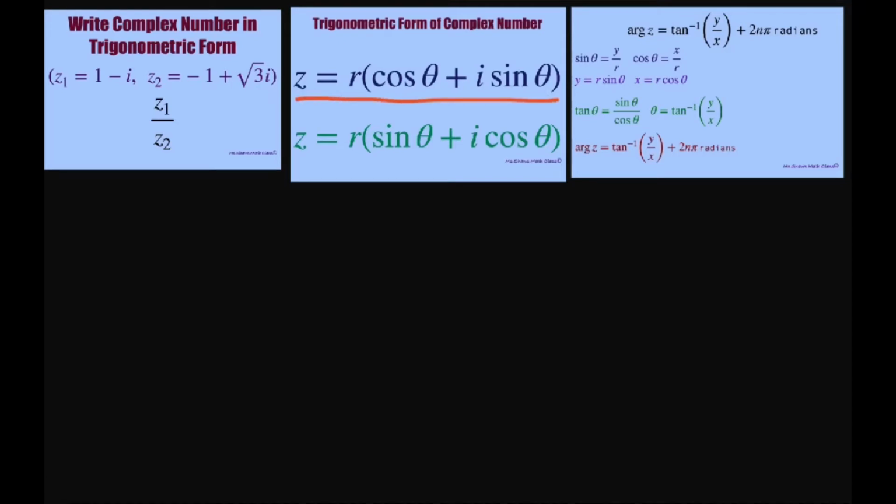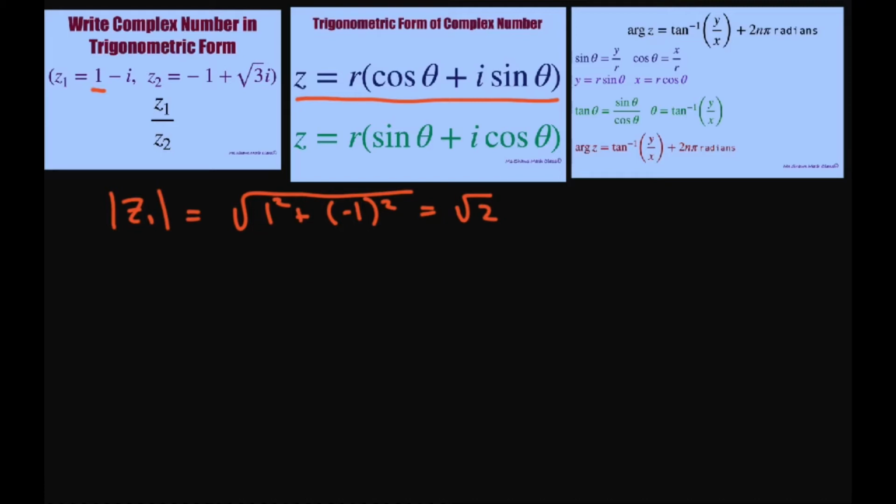So the first thing I have to do is find the magnitude of z sub 1. That's just going to equal the square root of your x value, 1, plus your y value, negative 1. You square both of those, and that's going to equal the square root of 2.